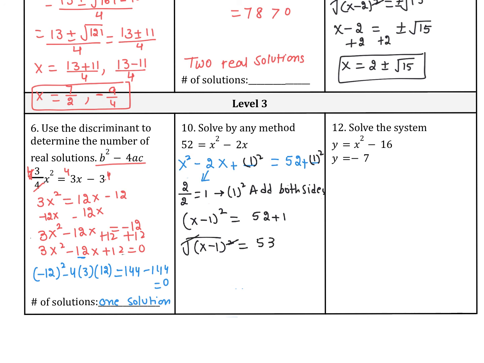The square cancels, so x minus 1 equals plus or minus square root of 53. When you add 1, x equals 1 plus or minus square root of 53.